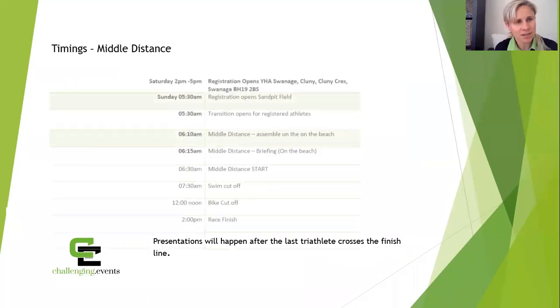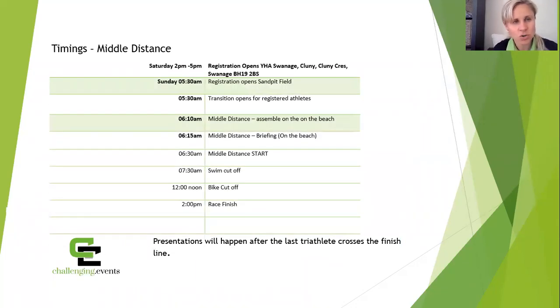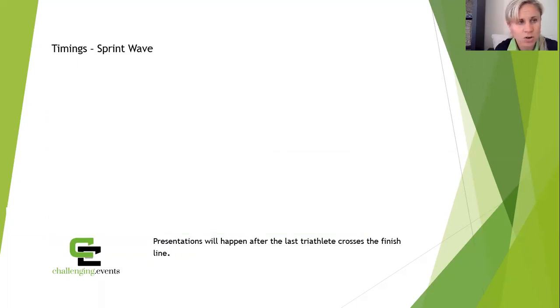Let's talk about timings. Middle distance. So guys, you can register on Saturday from 2 till 5 at the YHA, or you can register race morning from 5:30. Once you've registered, transition will open at 5:30 in the morning. You need to be on the beach at 6:10, ready for your mandatory briefing at 6:15, ready to start at 6:30. The cut-off for the swim is 7:30, the cut-off for the bike is 12 noon, and your race will be finished by 2 o'clock.